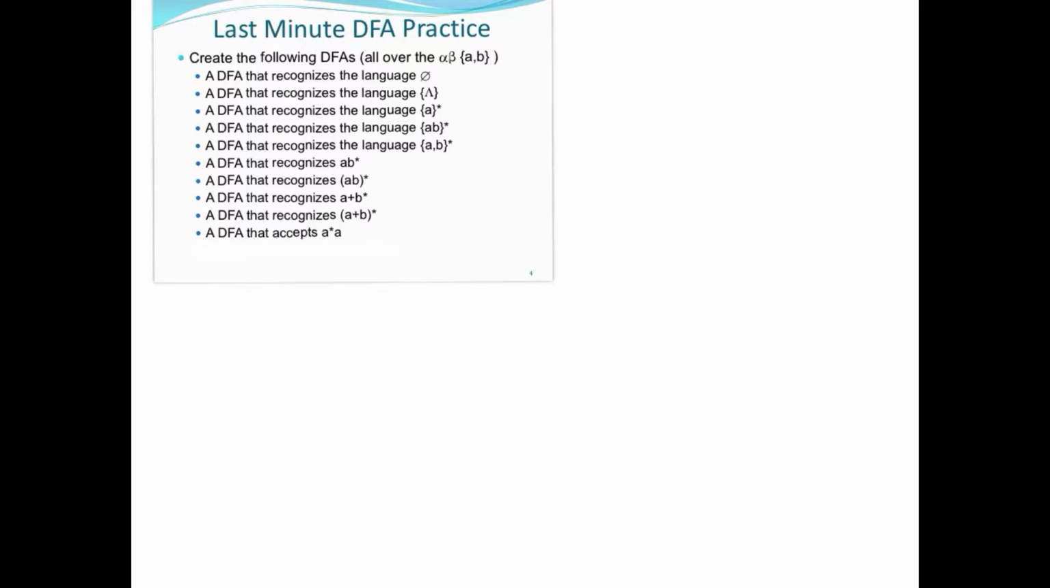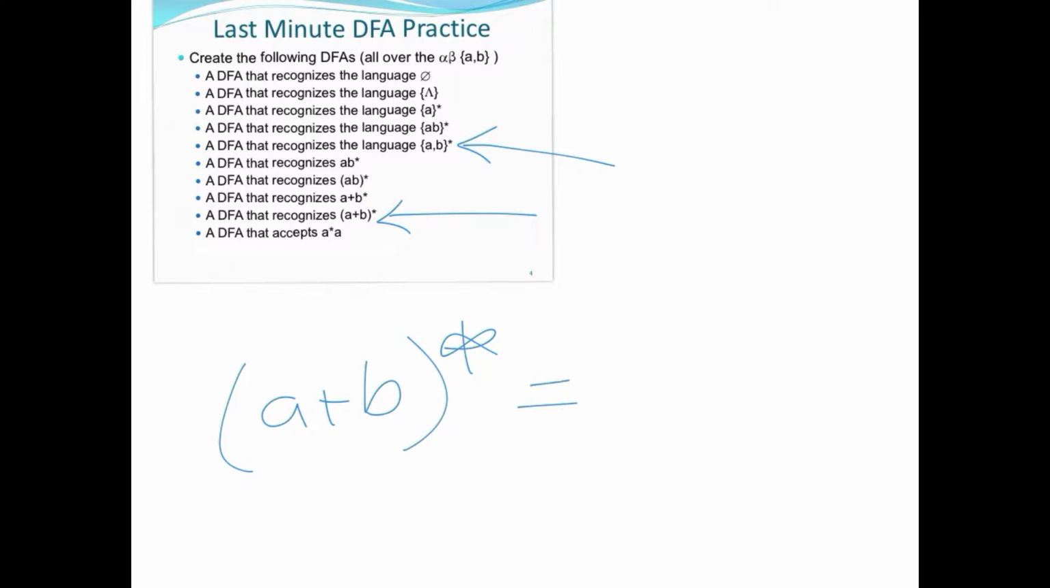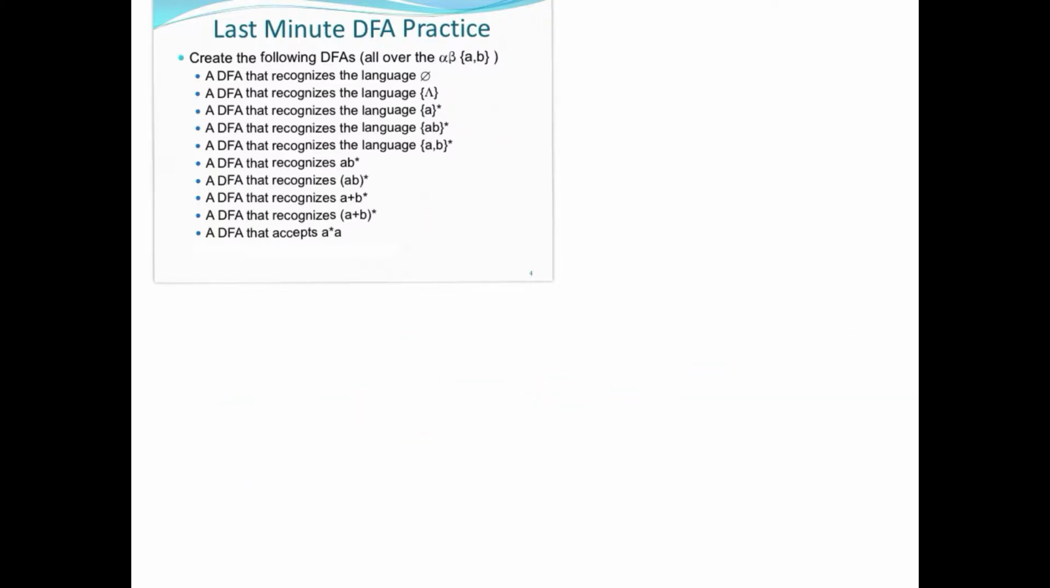Now the next one it asks us to do is A plus B, the whole thing starred, right? But that, A plus B, the whole thing starred, that is just the same as something else we did, which is this set here, right? That is exactly the language of A comma B, the whole thing starred. So we've already done that one. And wow, we're actually going to do them all.